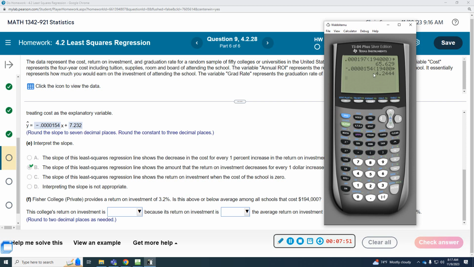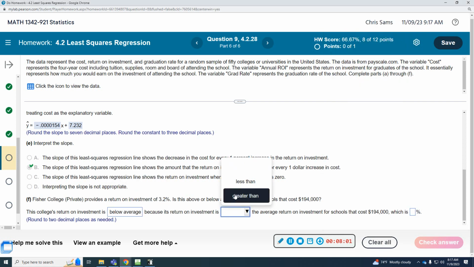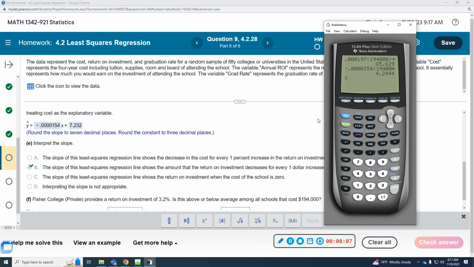Since the predicted is higher, this amount is lower, so it is below the average. So this is below the average because its return is less than the average, which is 4.24.